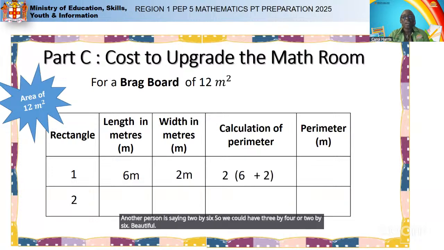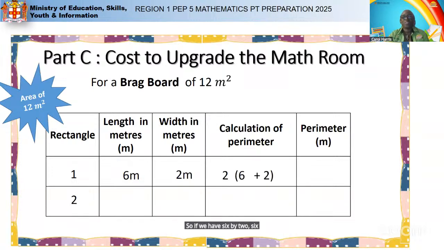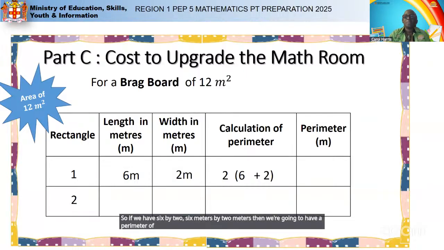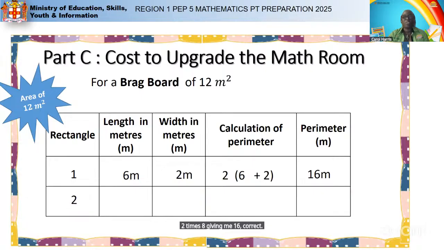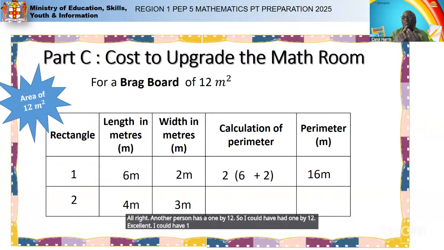Beautiful. So if we have 6 by 2, 6 meters by 2 meters, then we're going to have a perimeter of 16. Is that correct? 2 times 8 giving me 16, correct? So I'd have a perimeter of 16. And if I had a 3 by 4, I would have a perimeter of, let's see. All right, another person has a 1 by 12. So I could have had 1 by 12. Excellent. I could have 1 by 12, 3 by 4, 6 by 2. Any of those would be fine.